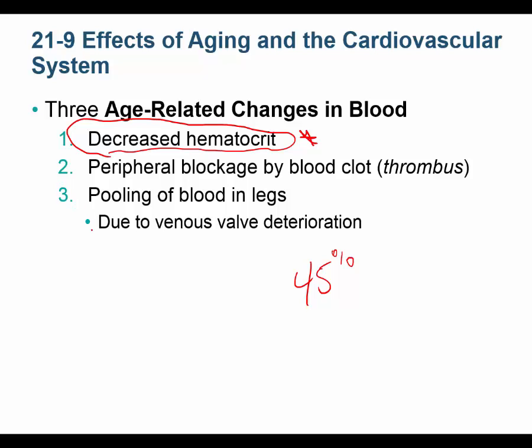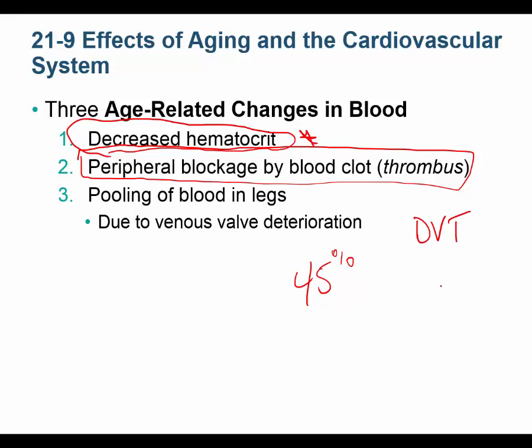Okay, number 2. This is huge. As you get older, you have a predisposition to deep vein thrombosis and pulmonary embolisms. This is saying just a peripheral blockage by a blood clot. So yeah, you're going to get these thrombi, these clots in your veins. And the 2 serious ones are deep vein thromboses, which is abbreviated DVT, and PE, pulmonary embolism. These must be treated. They can be deadly.